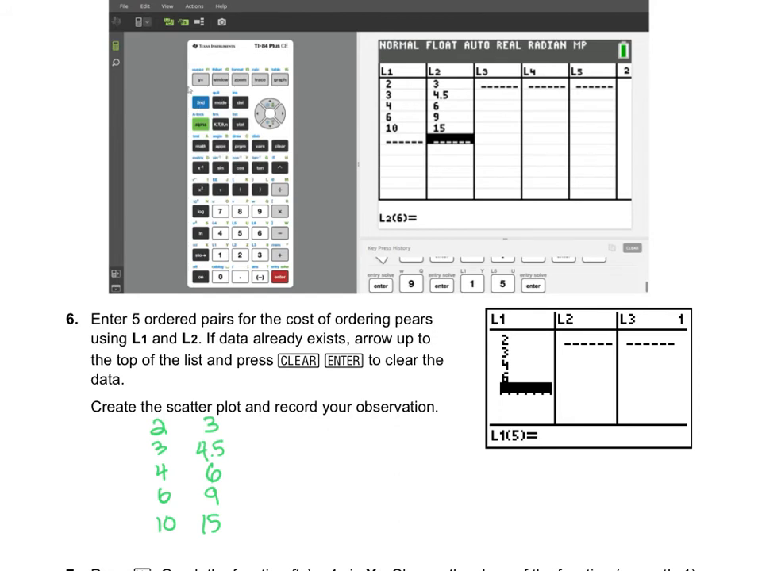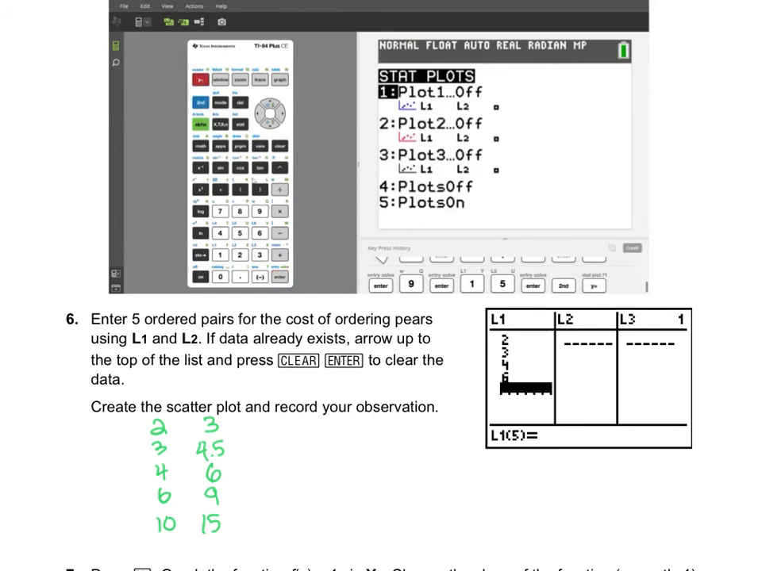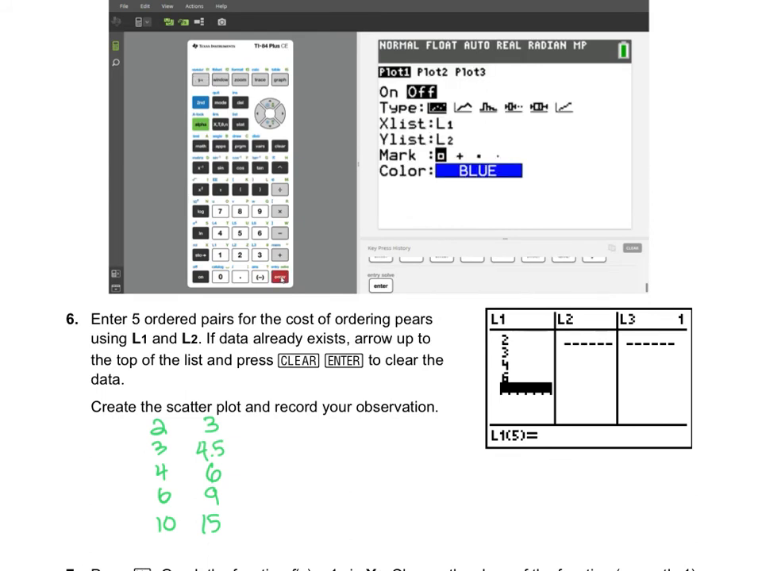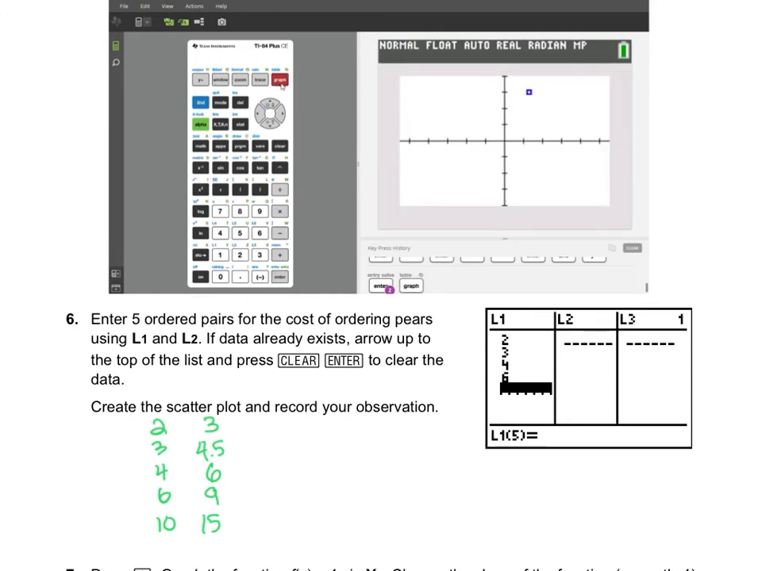So we press second y equals to turn our plot on. Enter. Enter again, and this is where you could change the marks, like a little plus sign or the color and stuff like that. I don't really care too much. And then let's press graph.